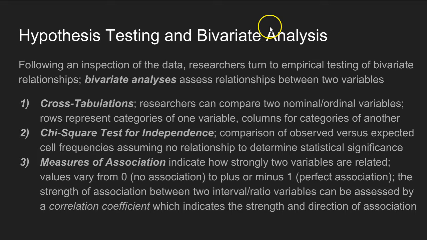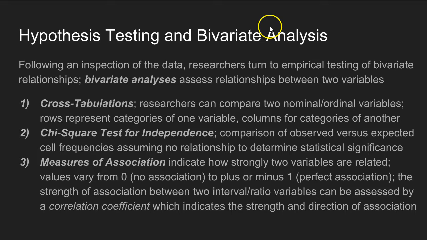Some of the basic ways of conducting bivariate analysis: if you have two categorical variables, two variables that have nominal or ordinal scales, you can usually do a cross tabulation, which compares the responses on two variables, where the rows represent categories of one variable while the columns represent categories of another variable.